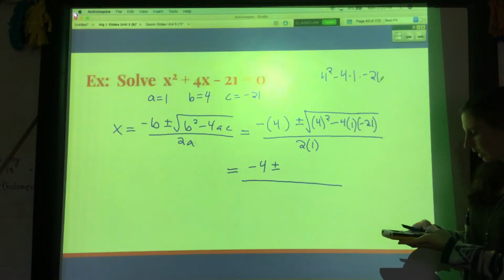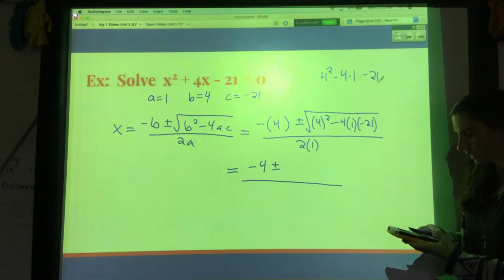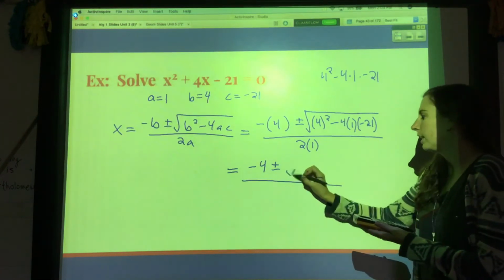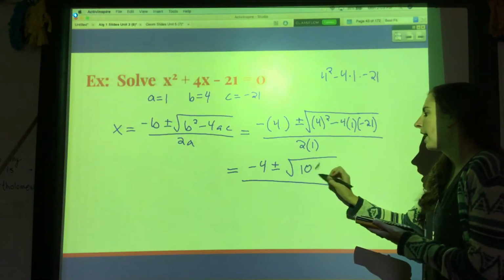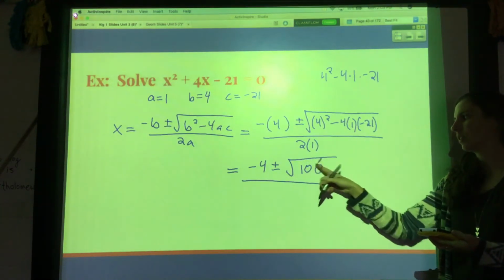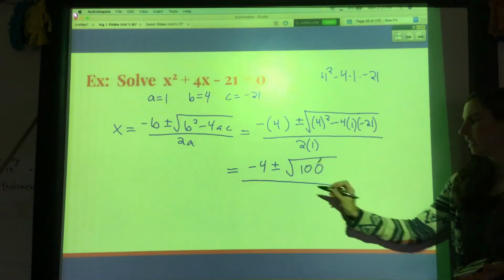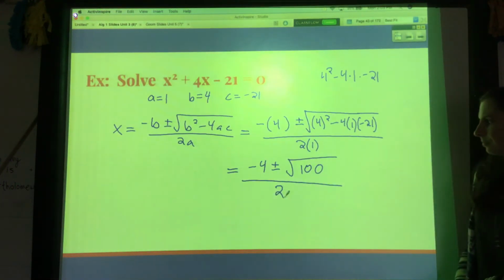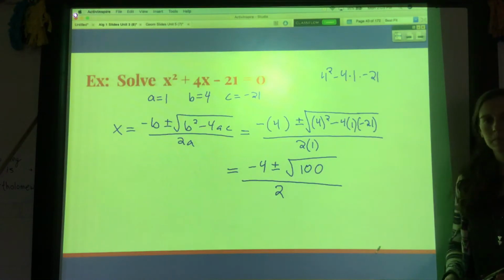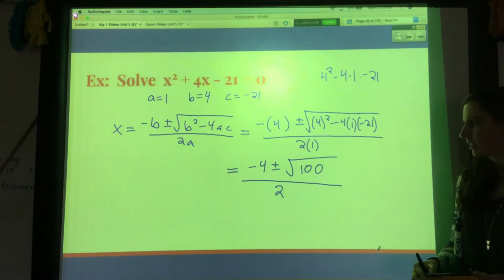So 4 squared minus 4 times 1 times negative 21, which is actually 100. And I have not used the square root yet. I just did all this and it became 100. 2 times 1 is 2. And we're getting a little closer. Just going to keep simplifying one step at a time.